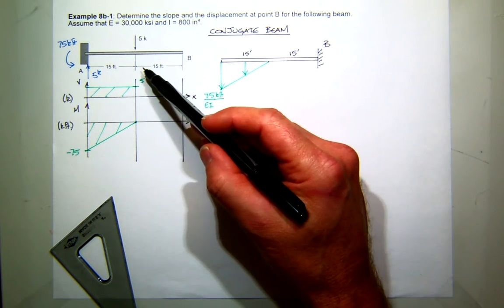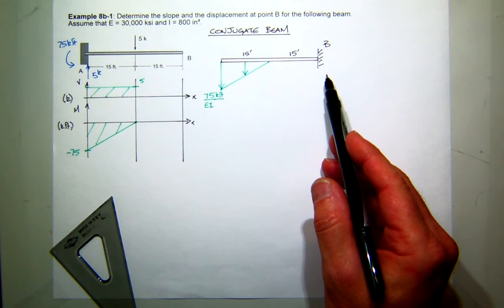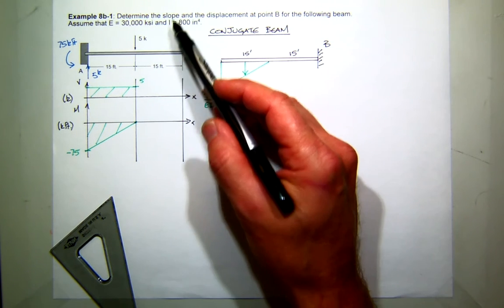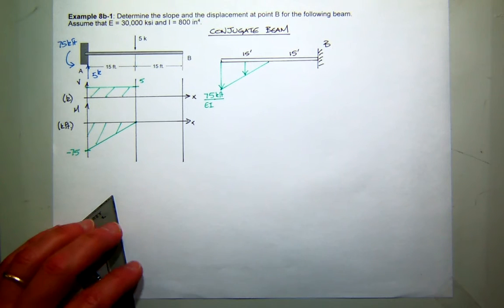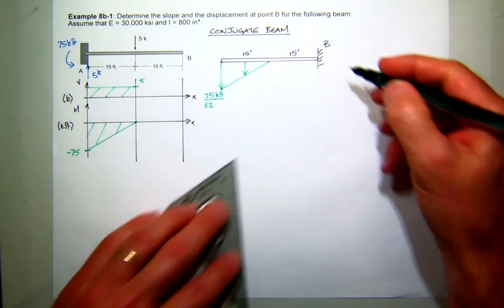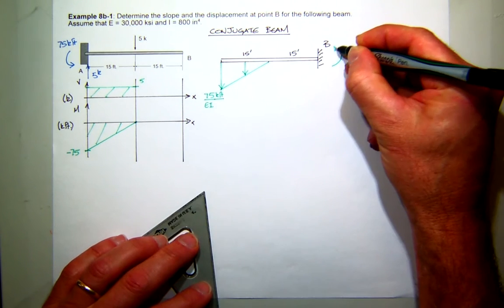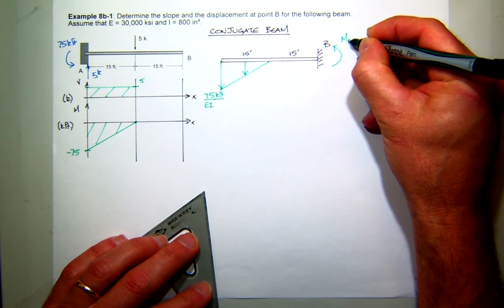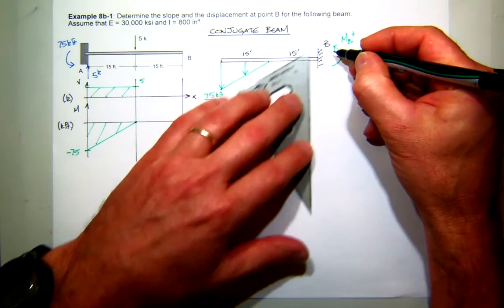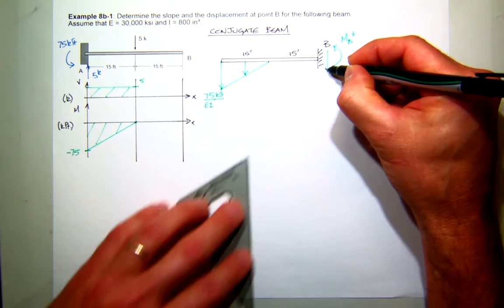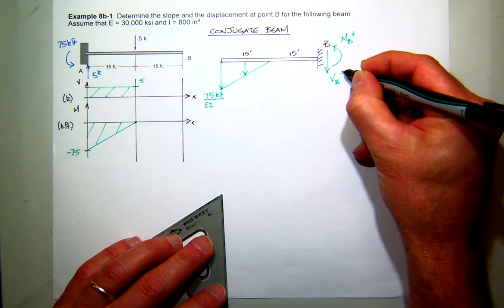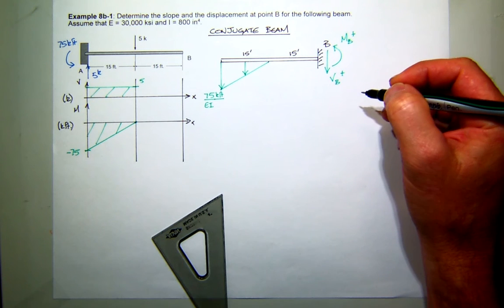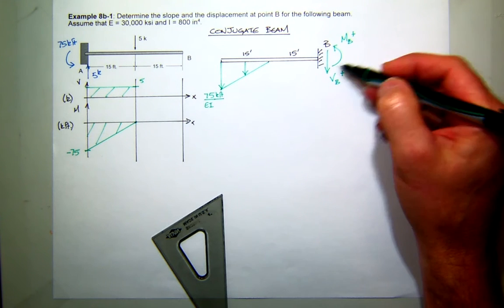Displacement in the real beam is what in the virtual beam? Moment. Slope in the real beam is what in the virtual beam? Shear. So all I have to do is go to B and assume a positive bending moment at B and a positive shear at B. And I just have to solve for those two things.